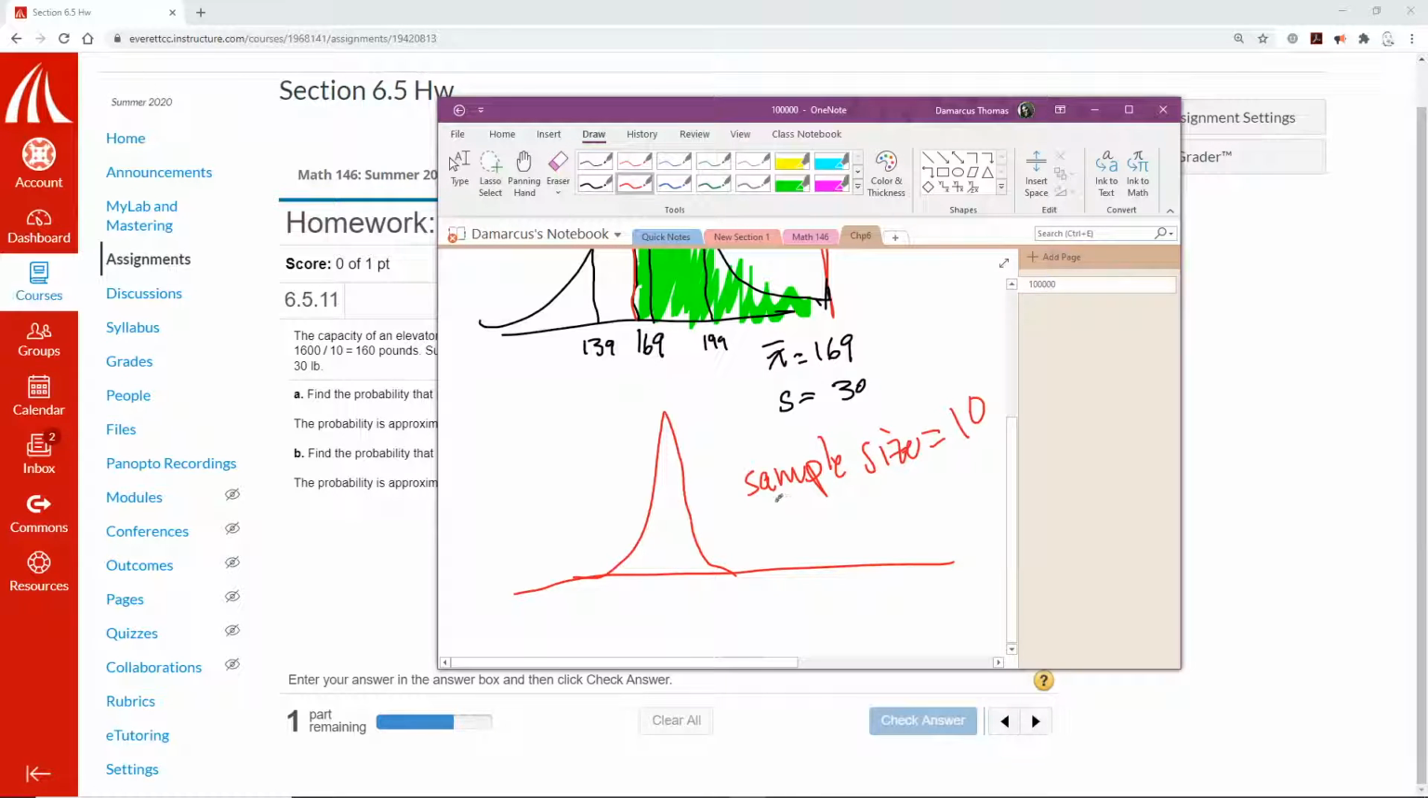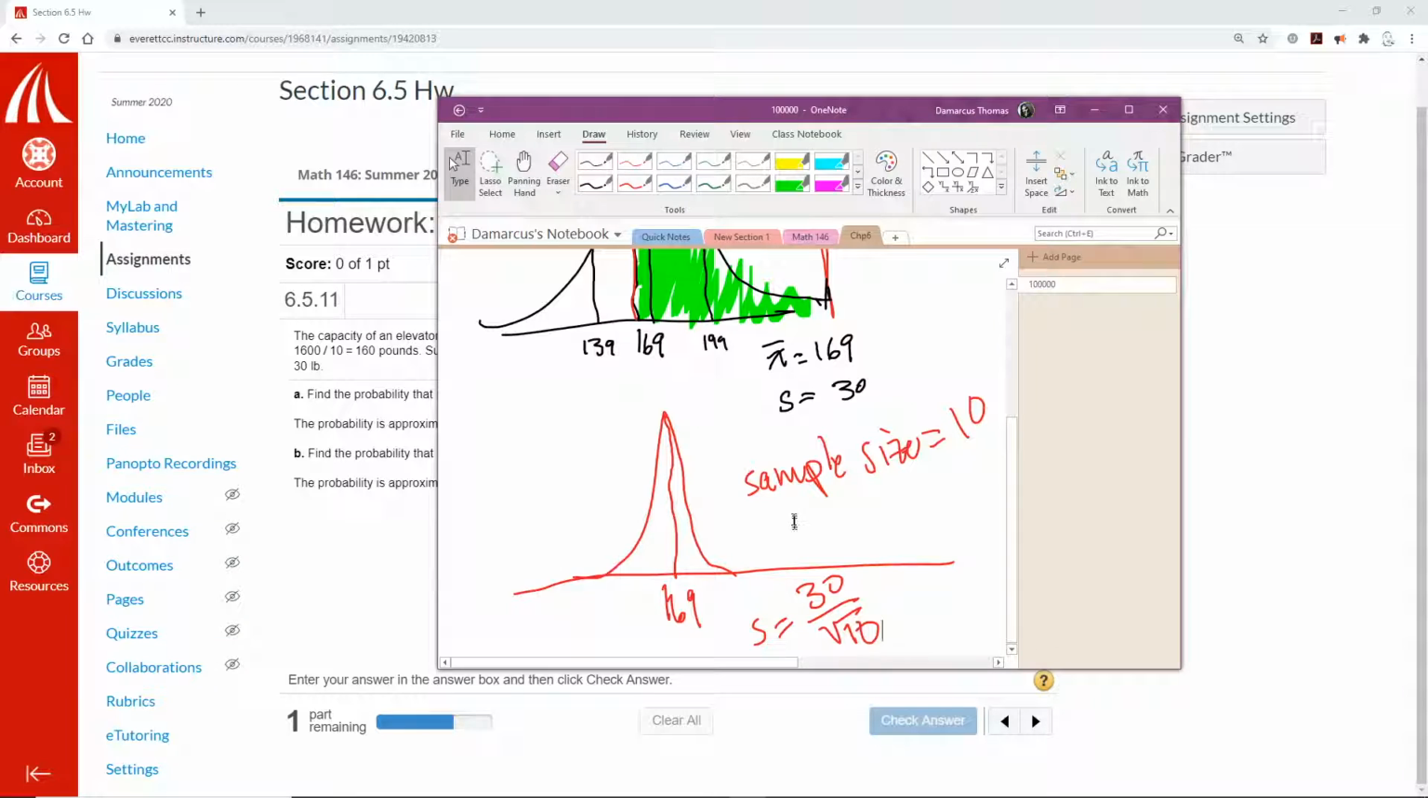So in other words, get a sample size of 10, calculate the mean, get another sample size of 10, calculate the mean, get another sample size of 10, calculate the mean. The mean will still be the same as the population mean. Still 169. But the standard deviation will be different, smaller. The standard deviation will be 30 divided by the square root of the sample size.